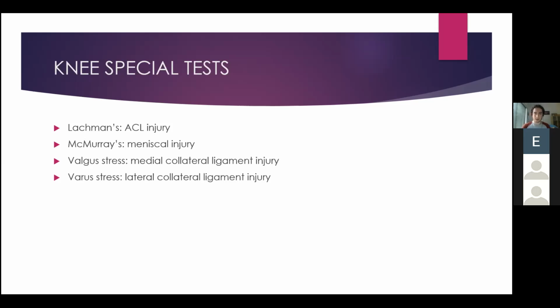The other ones that you should know are Lachman's test, which is used for ACLs. There's also the drawer test, but Lachman's is sort of preferred, and then valgus and varus stress tests.